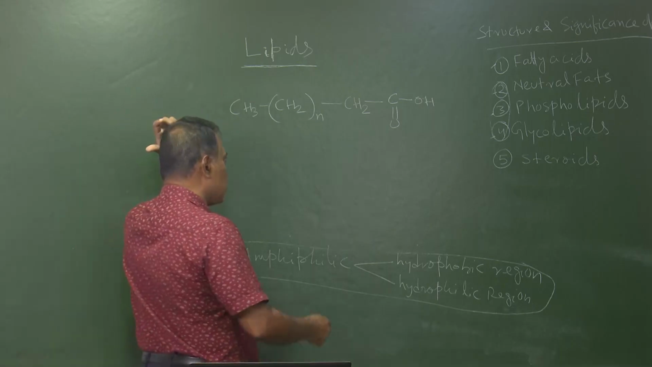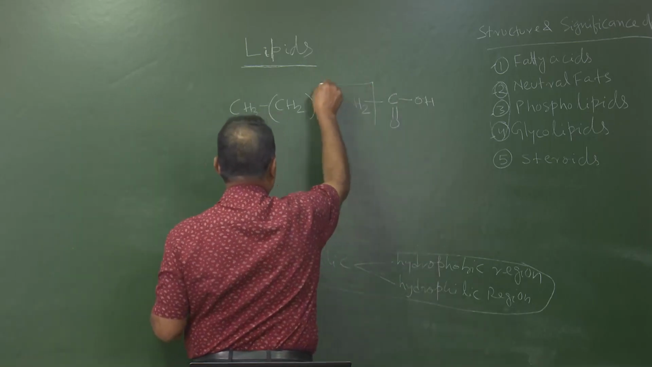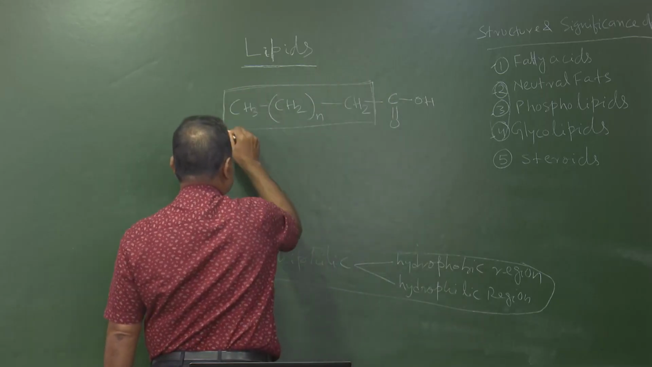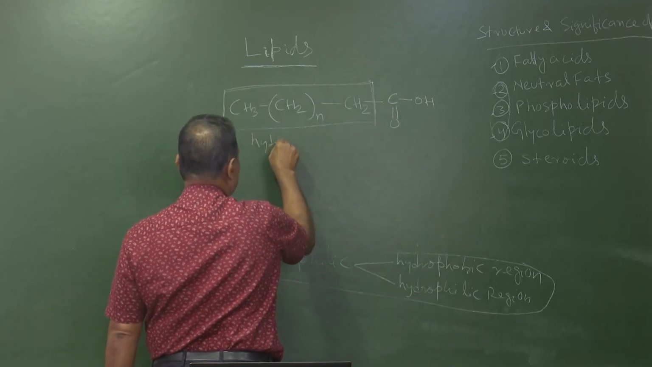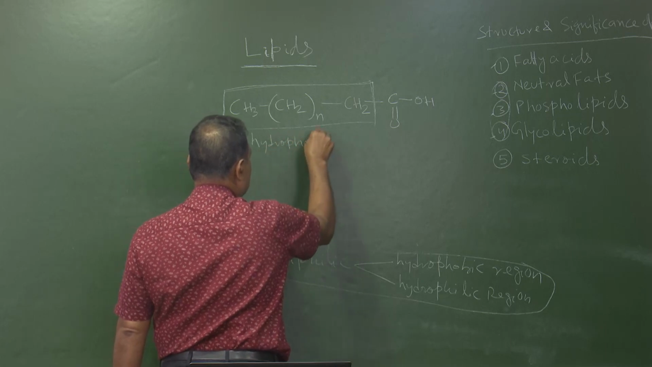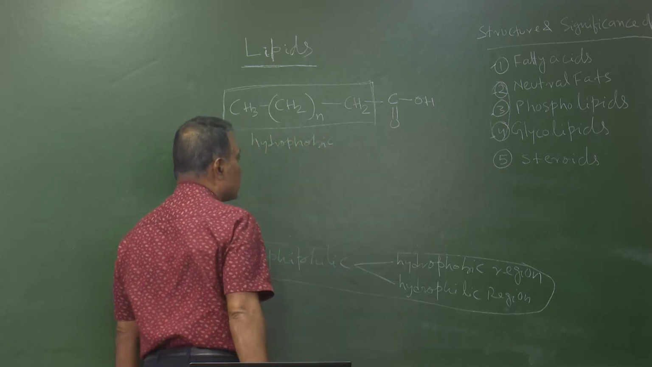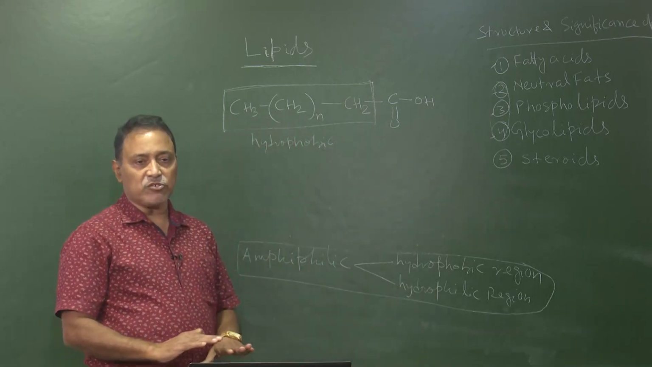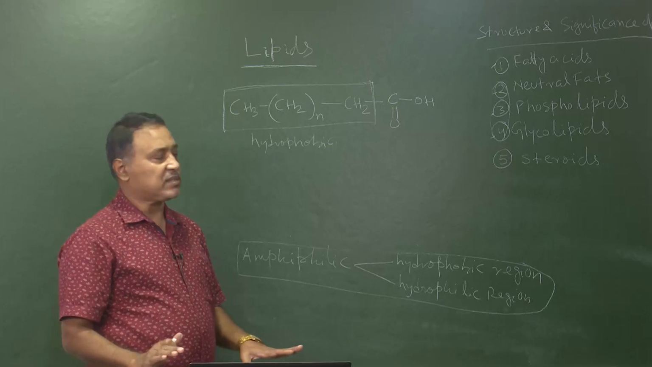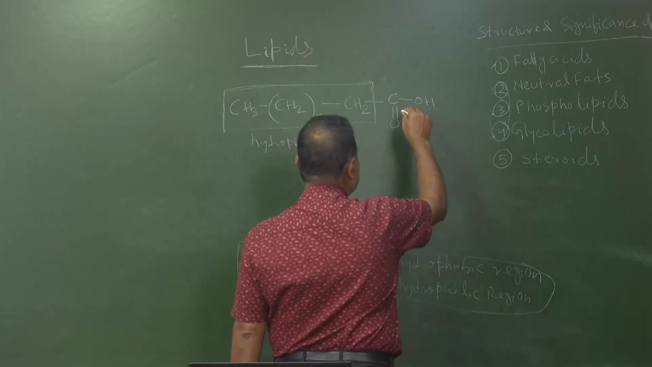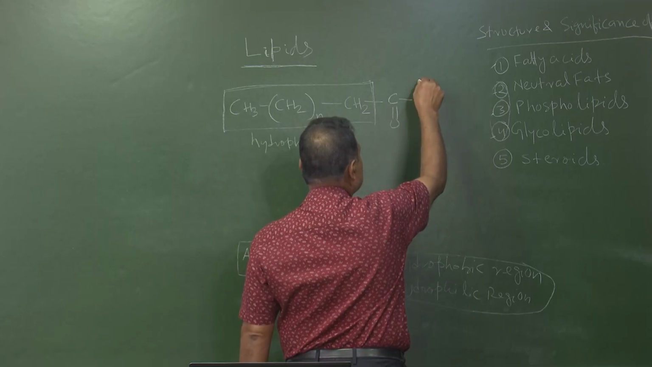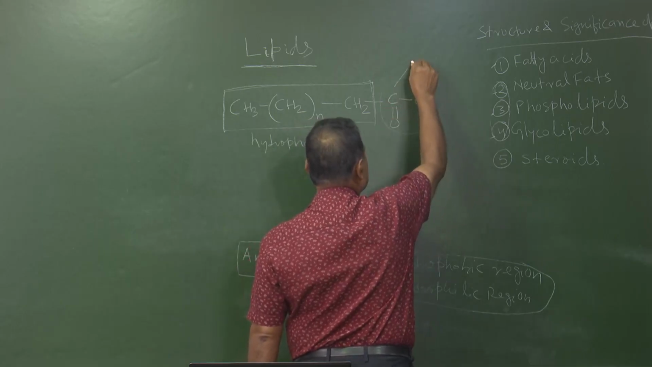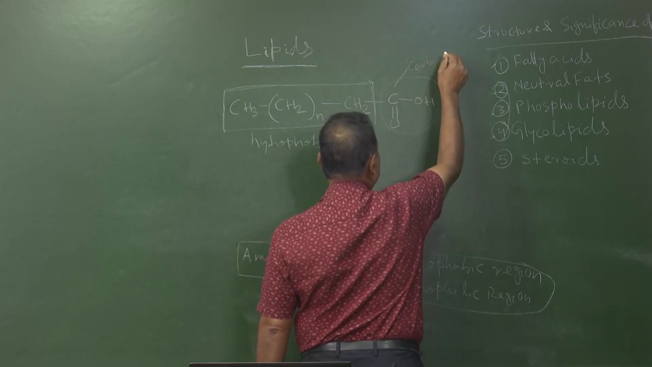Here what happens, you can mark that this is the hydrocarbon chain. It is completely hydrophobic. Charge is totally neutral. There is no charge at pH 7. And we will find this COOH, this is the carboxylic acid group.